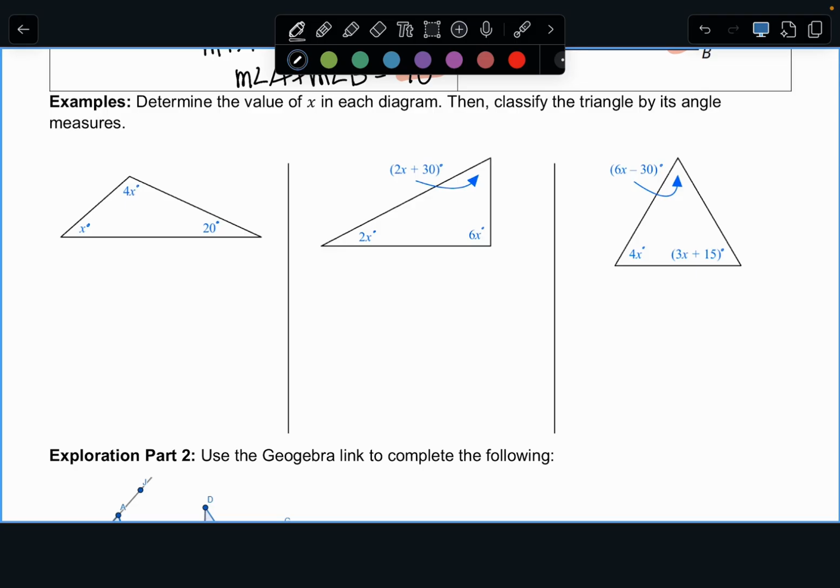Okay. All the angles in a triangle add to what? 180. So all I'm going to do is grab all of these angle measures and add them up and set them equal to 180. So x plus 4x is 5x.